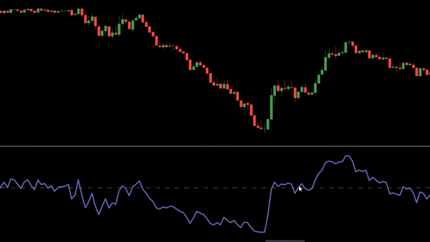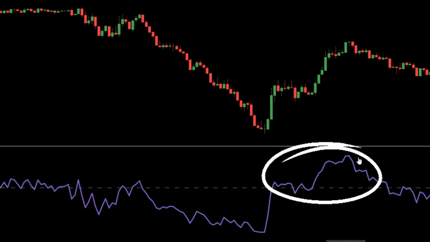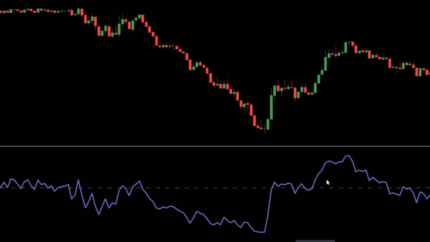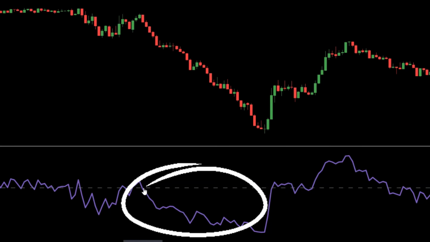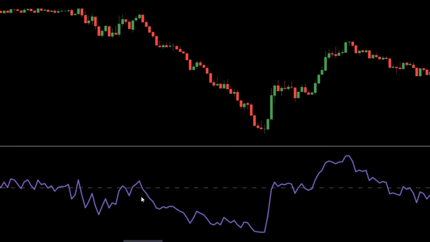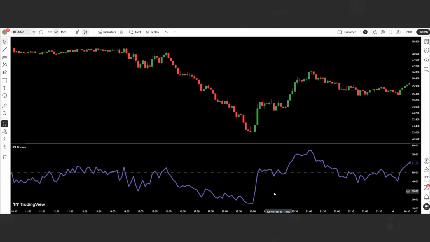For a buy setup in an uptrend, we want the RSI to be above 50 and rising. This tells us that buyers are in control. For a sell setup in a downtrend, we want the RSI to be below 50 and falling. This tells us that sellers are dominating the market. In this strategy, RSI acts as a filter. We don't enter a trade just because the price touches the anchored VWAP. Without momentum confirmation, we risk entering false pullbacks.